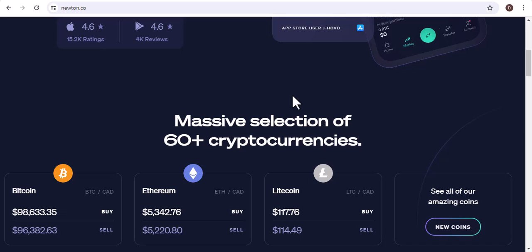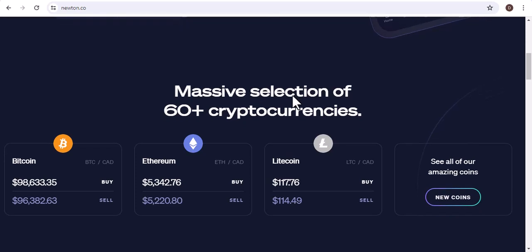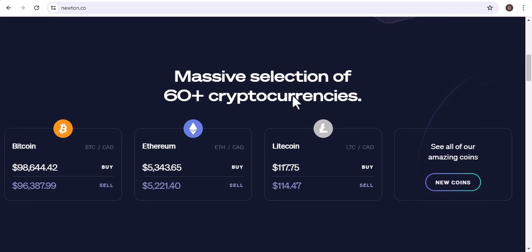What can I do with Newton? Once you're logged into Newton, you can do a number of things, including buy and sell cryptocurrencies, set up recurring buys, track your portfolio, and more.